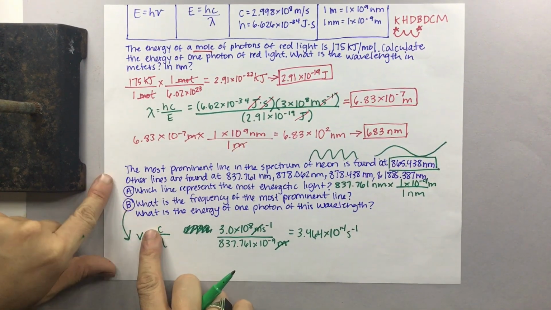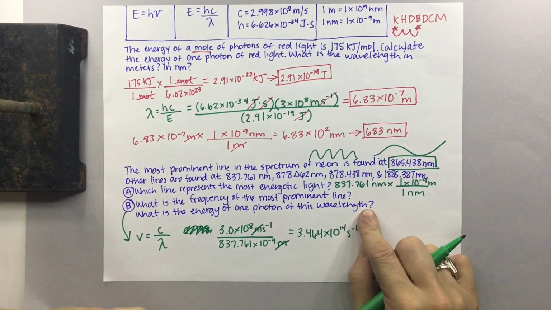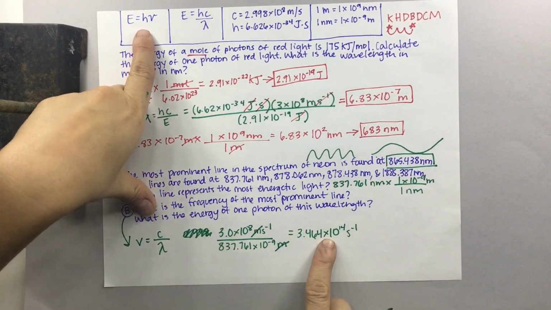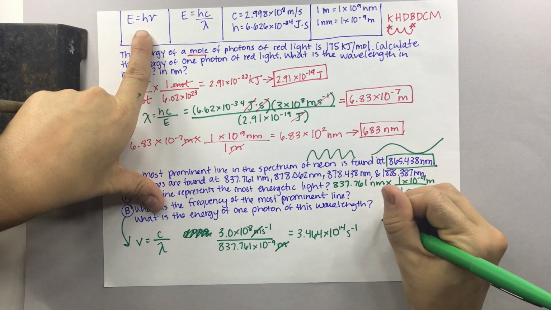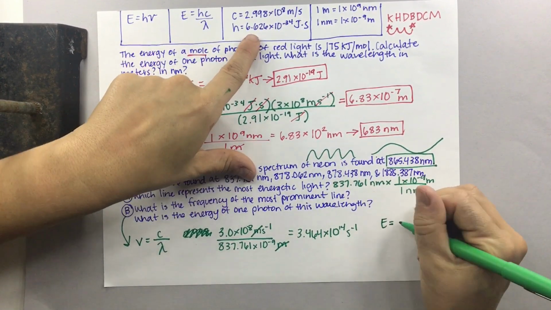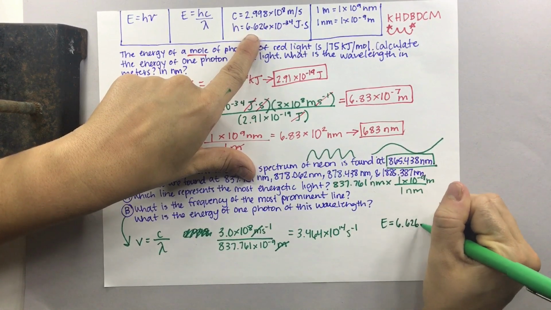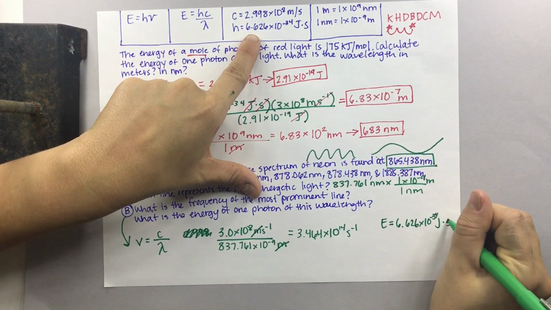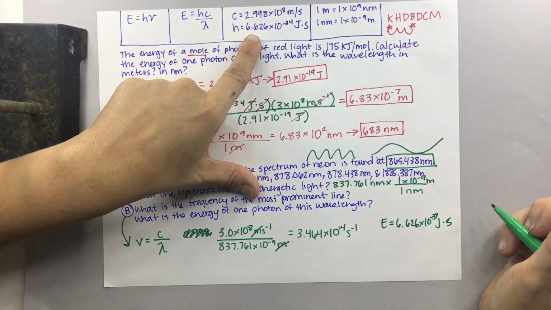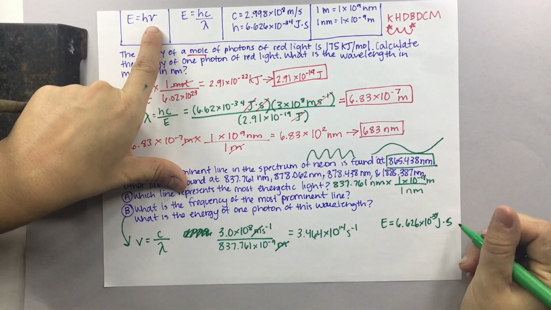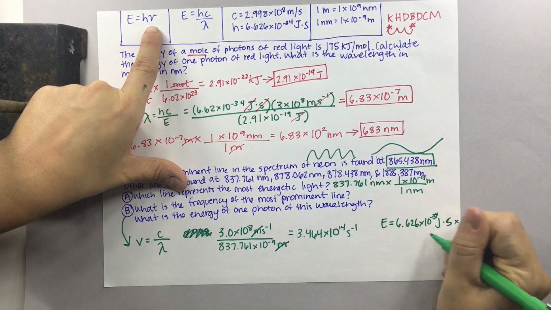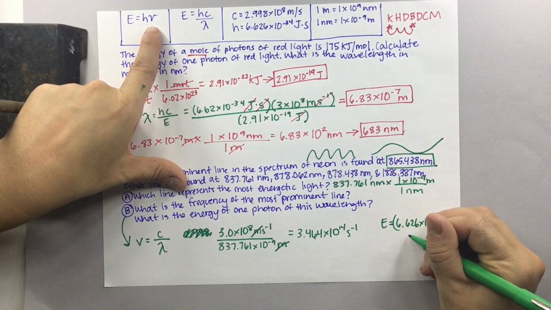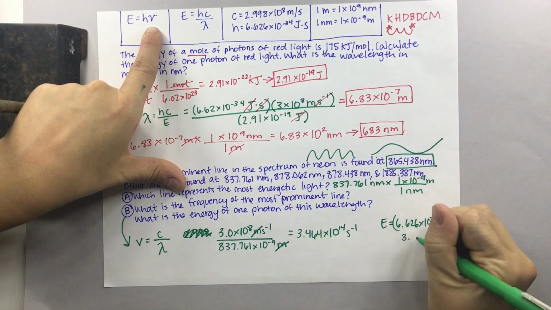Then it says, what is the energy of 1 photon of this wavelength? We have the frequency that we just calculated, so we can use this equation. E is equal to Planck's constant, in J times s, and then we are going to multiply by the frequency. I'm running out of space here, but this is multiplication, sorry. Times our frequency, which is this right here that you just calculated.